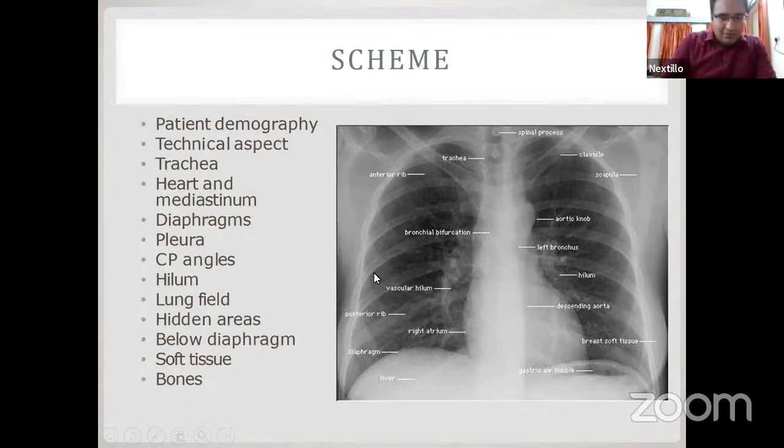So what we will do, we will look for the bones. After that, we will look for the lungs, the diaphragm, and then the CP angles. In the end, we are going outer to inner. Now we have to look for the heart, its borders, whether they are properly visualized or silhouetted, anything related to pathology. Then we will look for the hilum, the trachea, and that's how you are going to look at an X-ray. This should be your scheme.